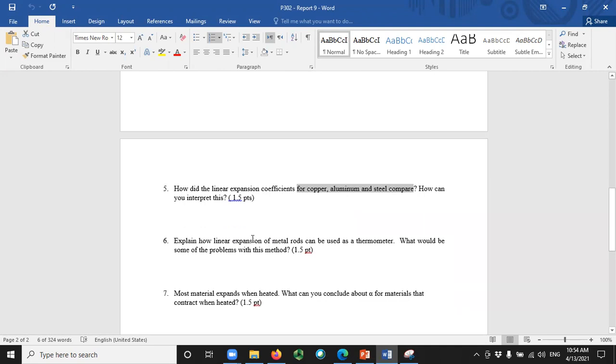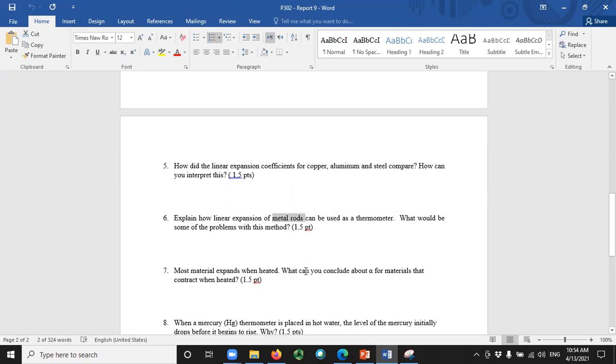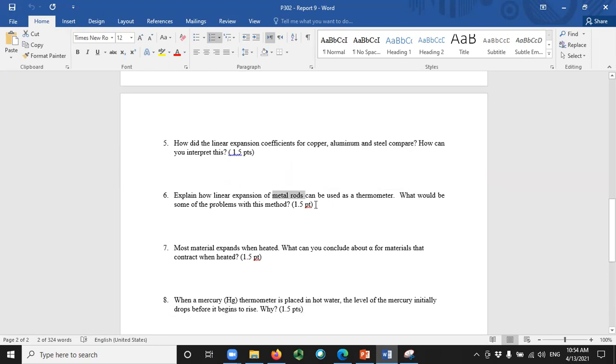Also here, explain how linear expansion of metal rods can be used as a thermometer. We know that the thermometer measures the temperature, the difference in temperature. So if we can use metal rods, how can they be used? And also the problem with this method. Based on the metal, can we easily use the metal as a temperature indicator? It's one of the questions that you need to think about.